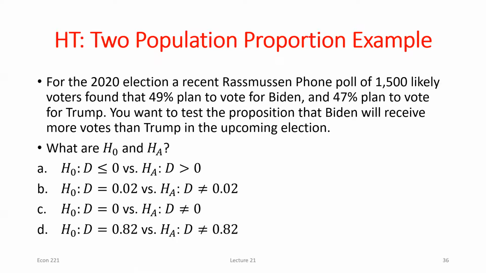So I have another political example. We're looking at the proportion of people who are going to vote for Biden and Trump in 2020. And we had this huge poll. So the first thing I want to do is figure out what my null and alternative hypotheses are. So I want to test for whether or not Biden will receive more votes than Trump, right?